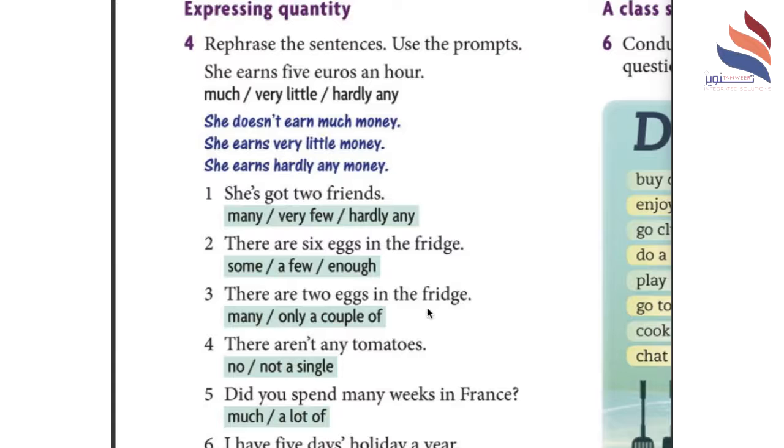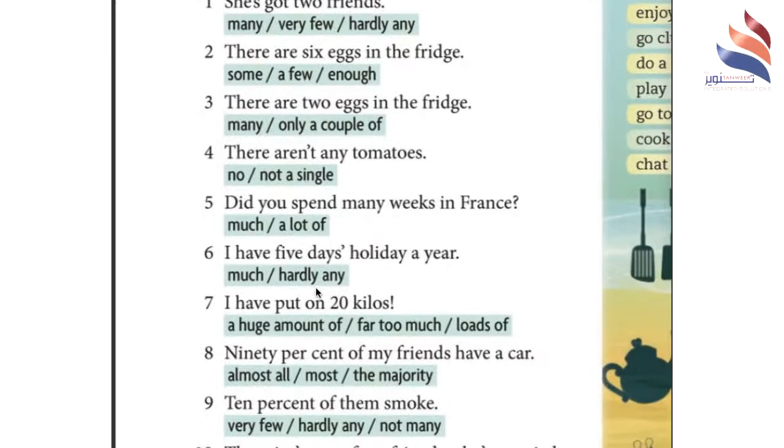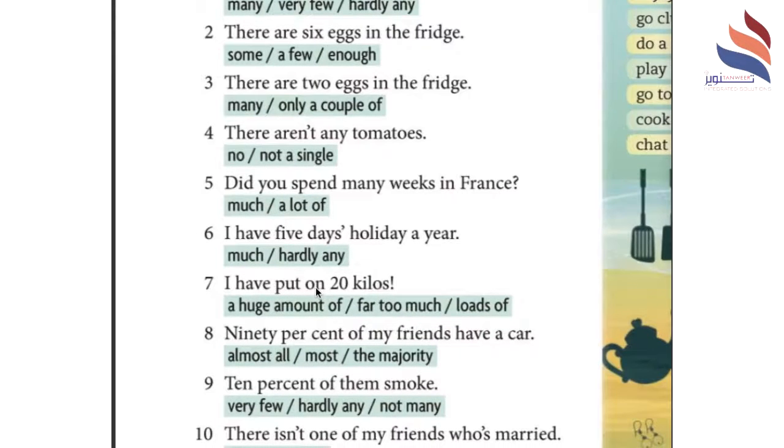She earns 5 euros an hour. Much, very little, and hardly any. So we have to make it in 3 ways. Look at these examples: she doesn't earn much money, she earns very little money, and she earns hardly any money. Number 1, she's got 2 friends. We have many, very few, and hardly any. So if there are 2 friends, we can say she hasn't got many friends. She's got very few friends, and she's got hardly any friends.